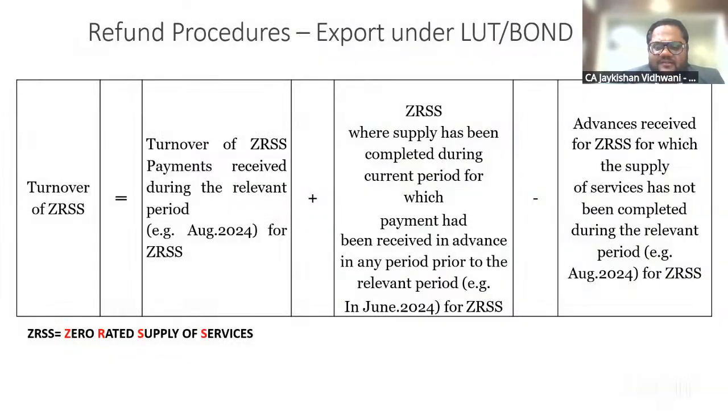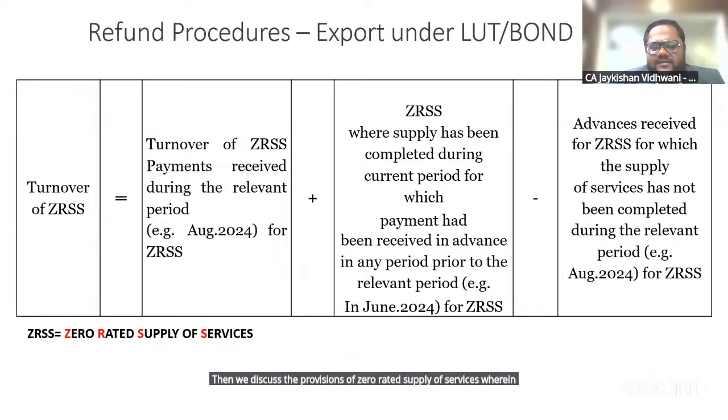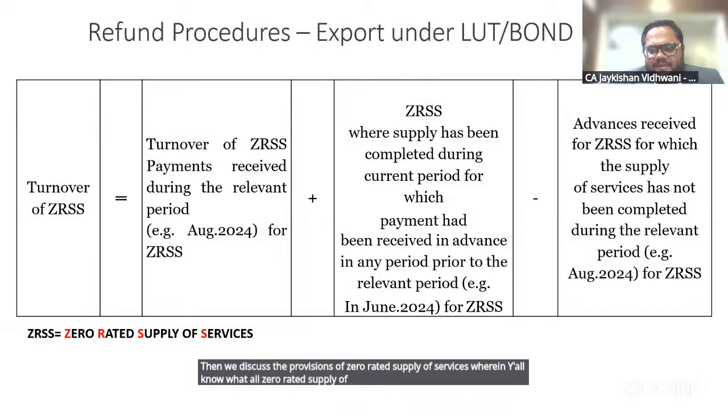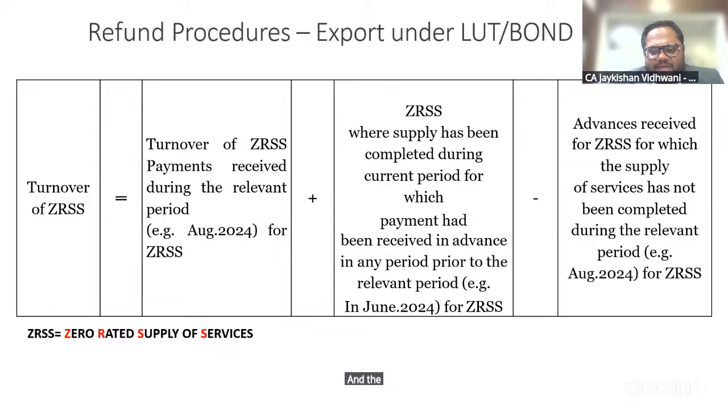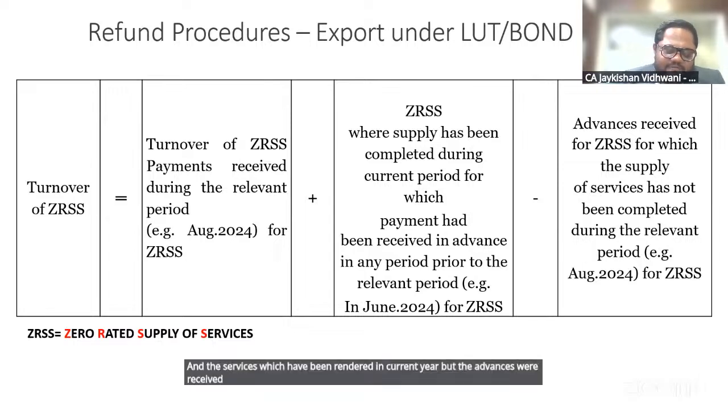Then we discussed the provisions of zero rated supply of services, wherein turnover of zero rated supply of services means the payment received during the period, less the advance for which services would be rendered in future, was to be deducted, and the services which have been rendered in the current year but the advances were received in the previous period were added.